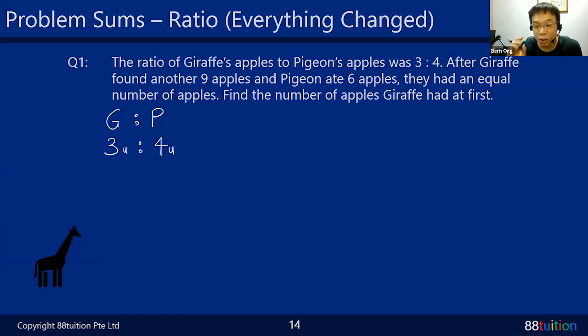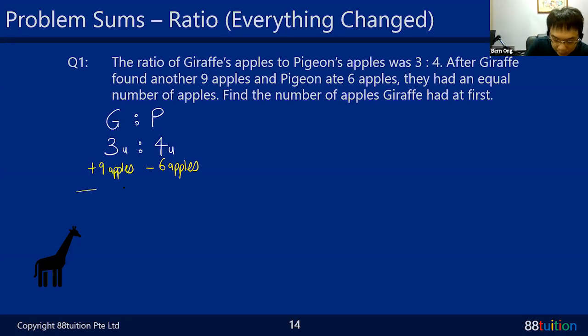All right, so giraffe found another 9 apples. So we must plus 9 apples for giraffe. And what happened? The pigeon was hungry and went to eat 6 apples. So minus 6 apples. Can you see that? So this is the storyline. All right, I'm writing the story. So in the beginning, it's 3:4. Then after that, plus 9 apples, minus 6 apples.